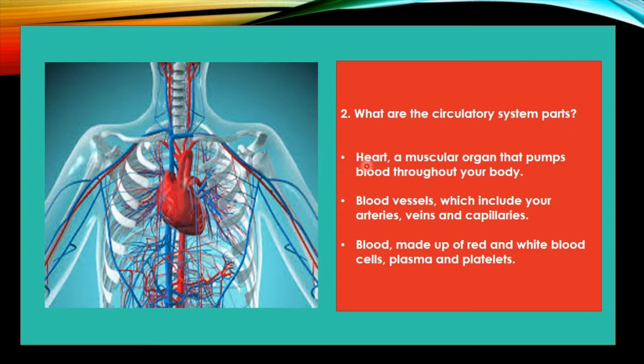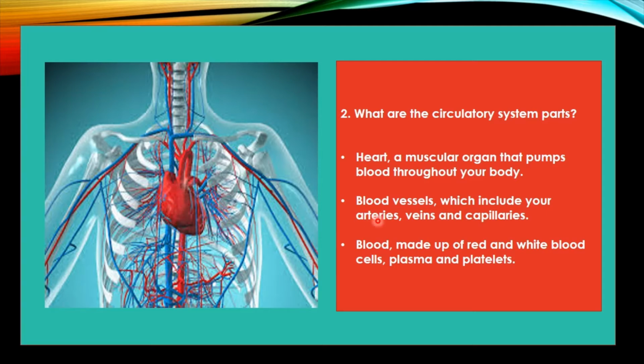The first one I told you, the heart. The heart is a muscular organ that pumps blood throughout your body. Then blood vessels, which include our arteries, veins, and capillaries. I also told you what an artery is, what veins are and what capillaries are. Arteries carry oxygenated blood, veins carry deoxygenated blood, and the minute blood vessels are called capillaries. Now, there is an exception we can see here.